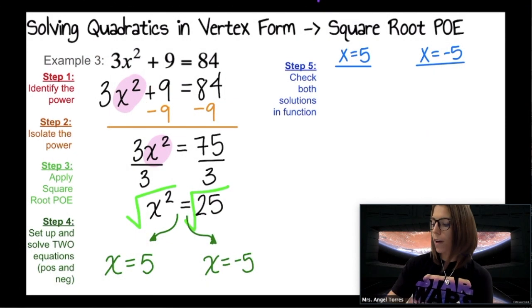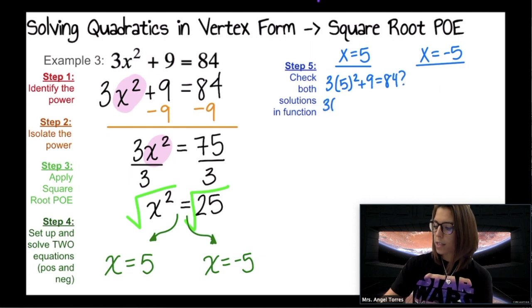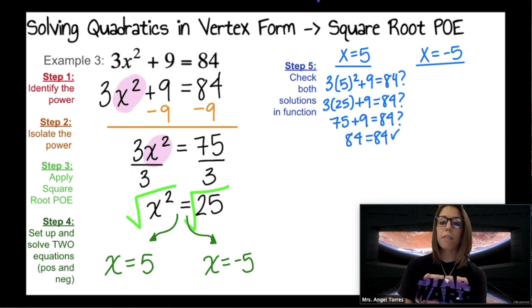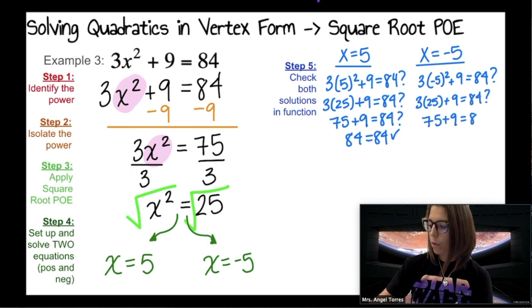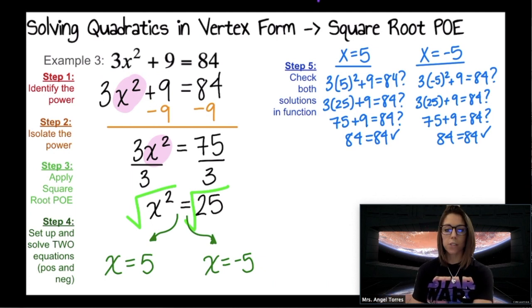Starting with x equals 5. 3 times 5 squared plus 9 equals 84. That's 3 times 25 plus 9 equals 84. That's 75 plus 9 equals 84. And 84 equals 84. Meaning that 5 is indeed a solution. On to negative 5. 3 times negative 5 squared plus 9 equals 84. Again, that's 3 times 25 plus 9 equals 84. 75 plus 9 equals 84. And 84 equals 84. Showing that negative 5 is also a solution.